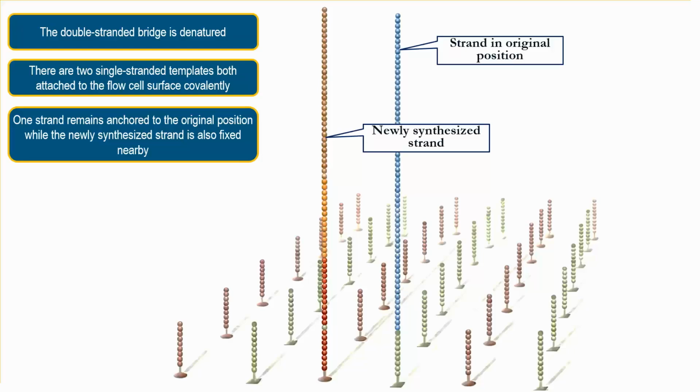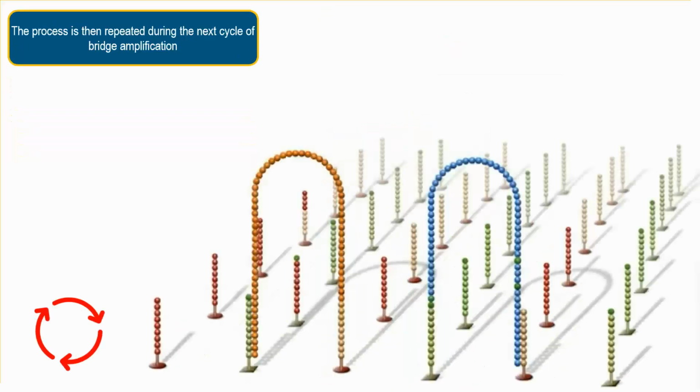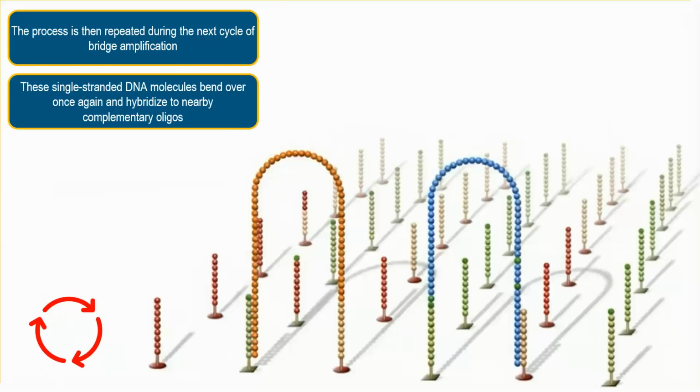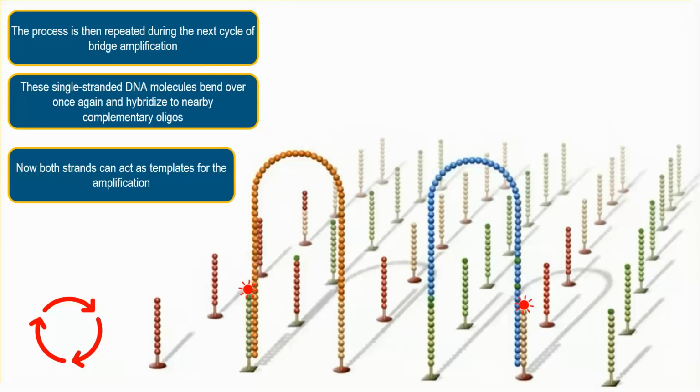So this process of bridge amplification doubles the number of library molecules on the flow cell and generates both forward and reverse strand. This process is then repeated during the next cycle of bridge amplification. These single-stranded DNA molecules bend over once again and hybridize to nearby complementary oligos. Now both strands can act as templates for amplification.